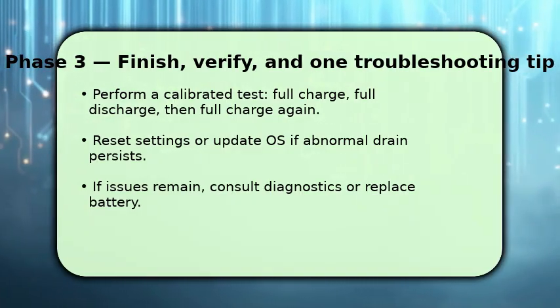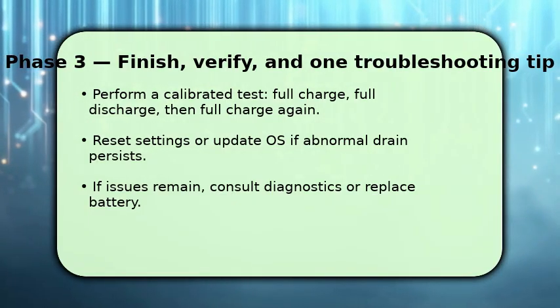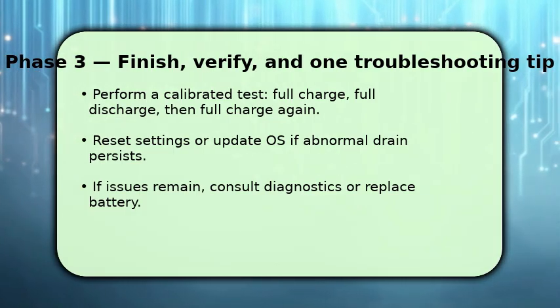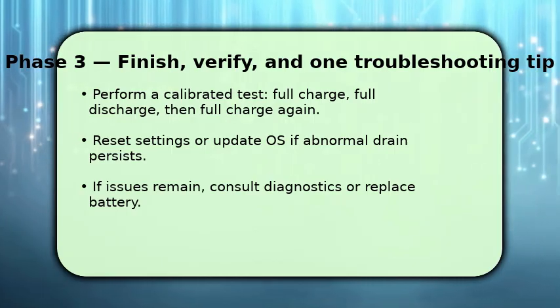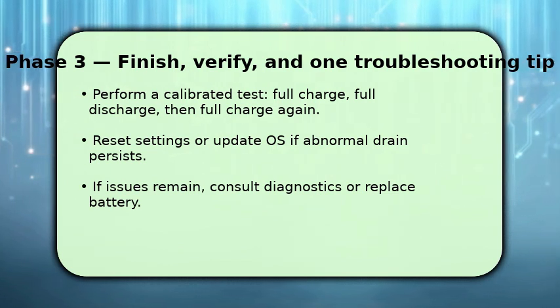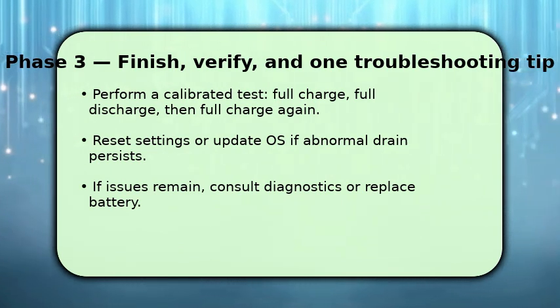Make sure to keep software updated because firmware fixes often resolve drain. If you still see rapid loss, reset power settings or run built-in diagnostics. Troubleshooting tip: if temperature is consistently high or capacity is far below design, replace.